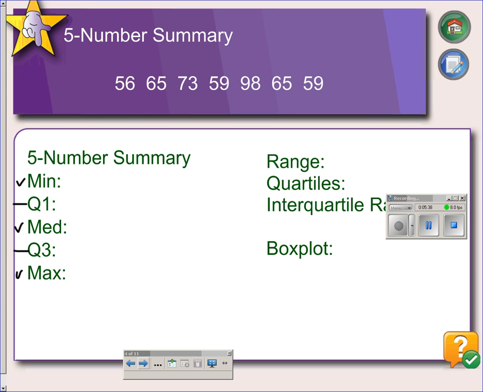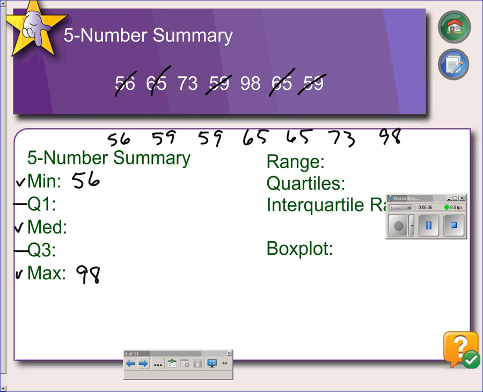So in order to do this, we're going to put our numbers in order from smallest to largest. So we have 56, 59, 59 occurs twice, 65 2 times, 73, and 98. So there they are in order. The minimum value, of course, is 56. The maximum value, of course, is 98. In this list of numbers, the middle is right here, so that's the median.